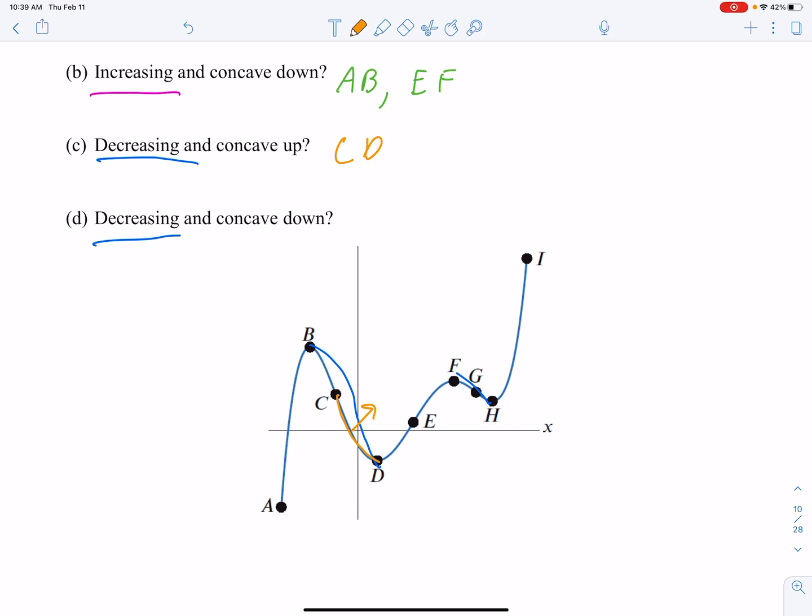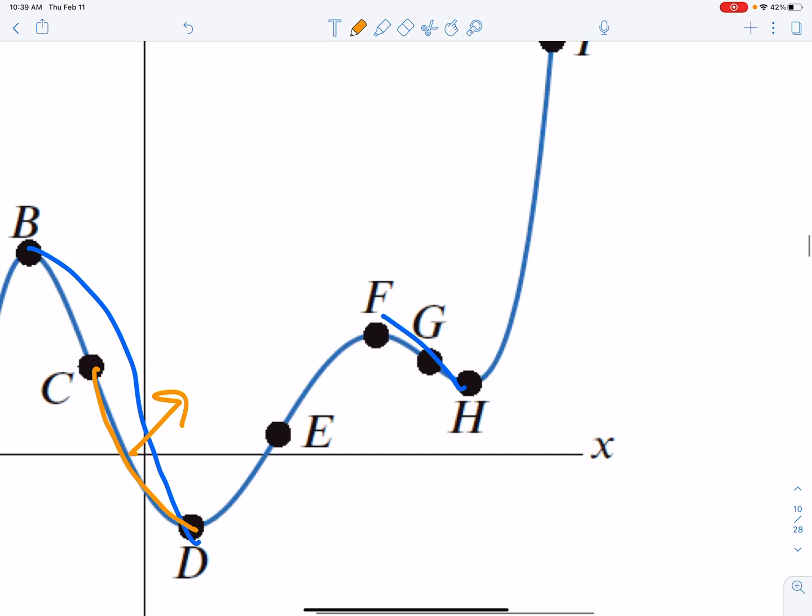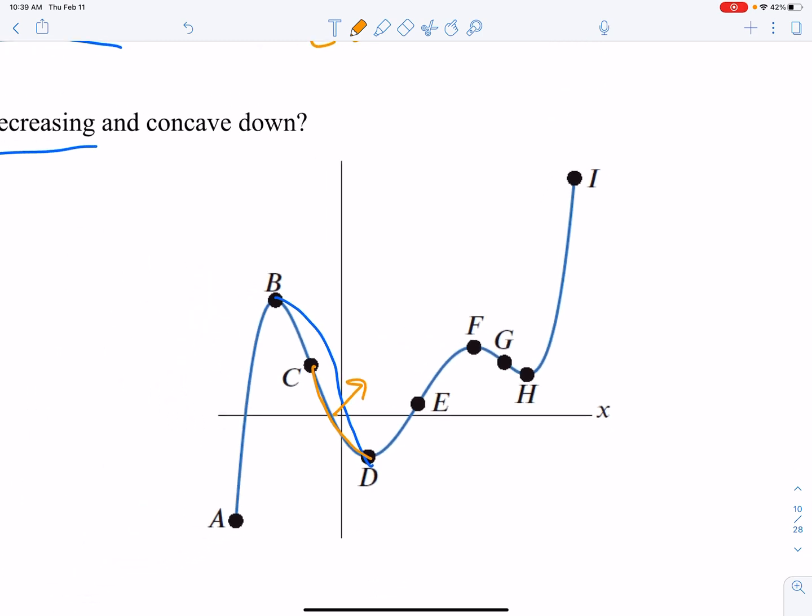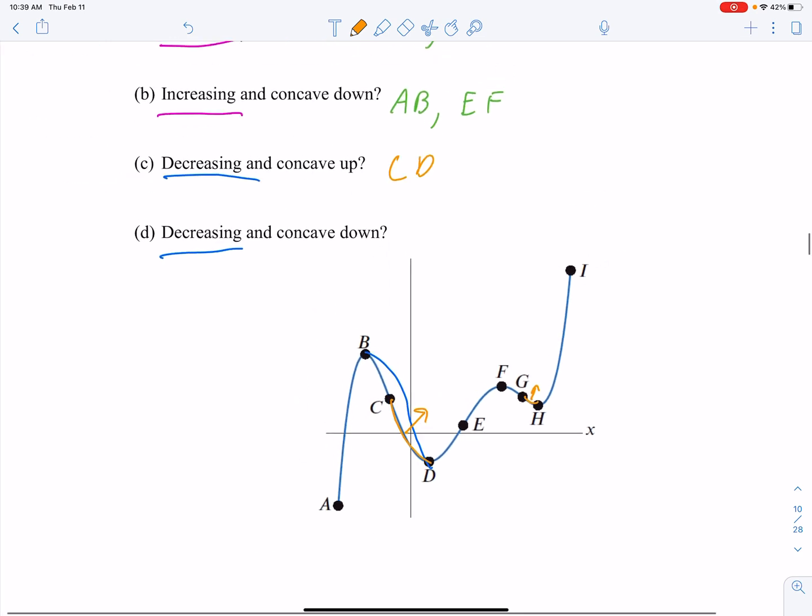And let's see, does that happen anywhere else? Now from G to H, I don't know. That's kind of a tough one, right? Let me get rid of that little line there. It looks like it might be slightly curved. It's hard to tell. Honestly, on a test, I would make sure I give you a nice clear graph. So we're going to say this one looks slightly curved upward, and still decreasing, right? So we'll also say from G to H.